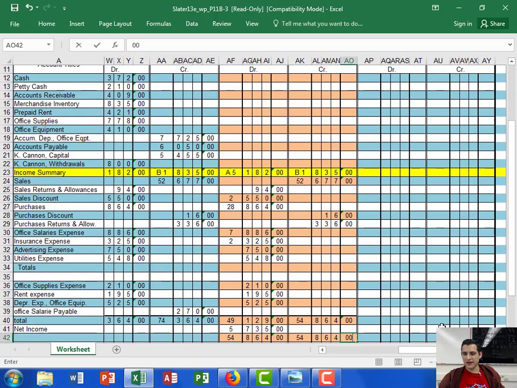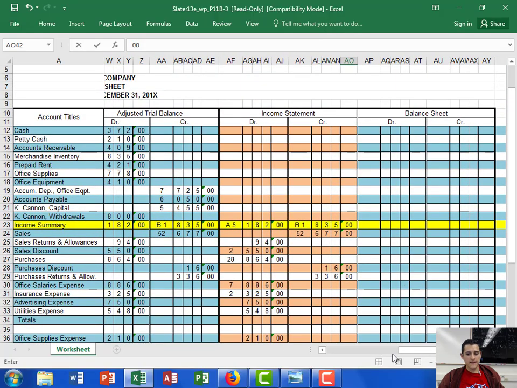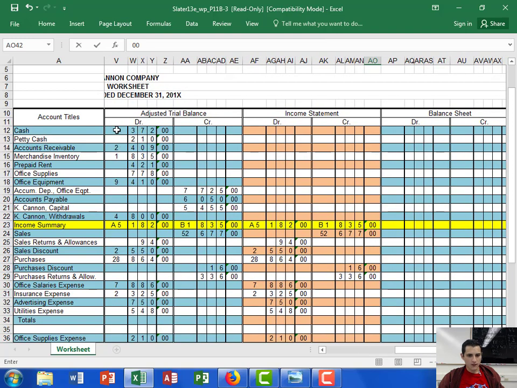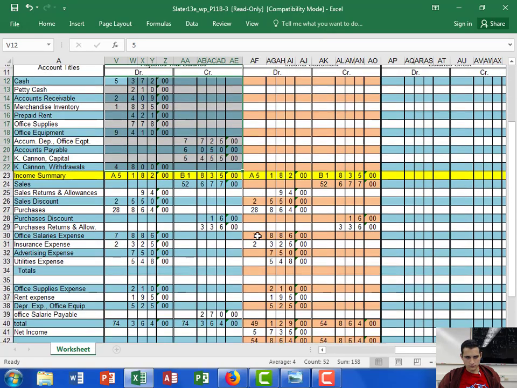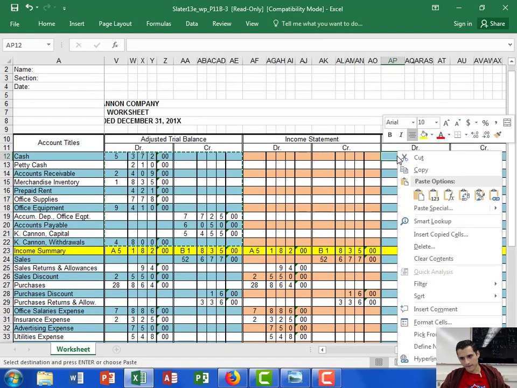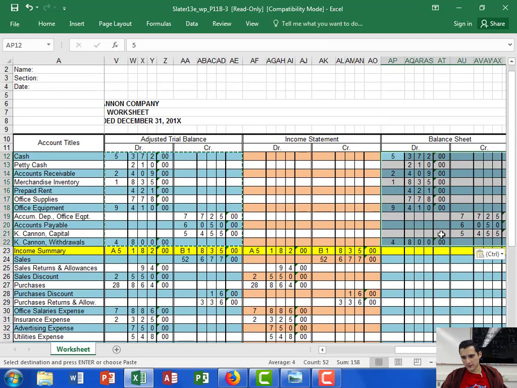And now, basically, everything else that's going to be on the balance sheet will be what you have above the yellow line of income summary. All those numbers will come over to this side, paste with the numbers.